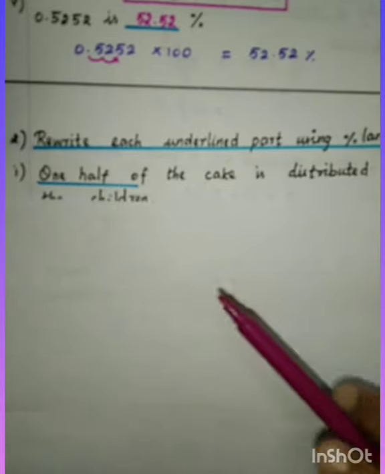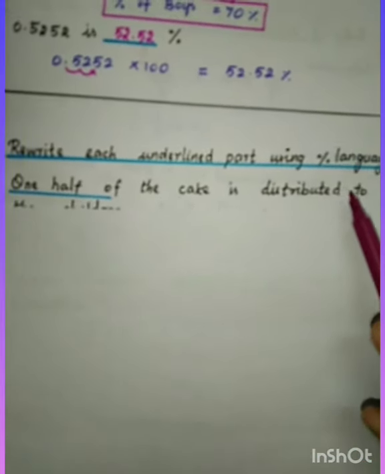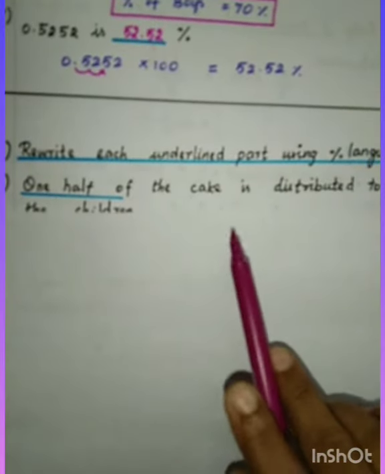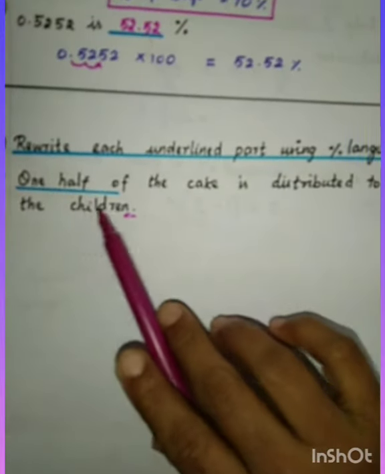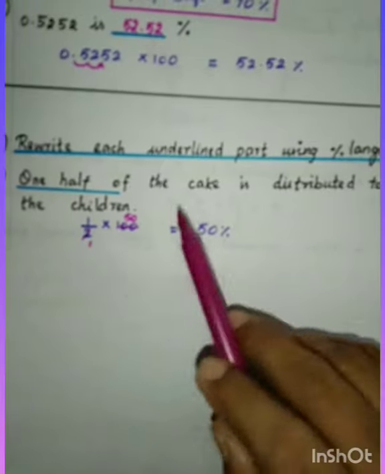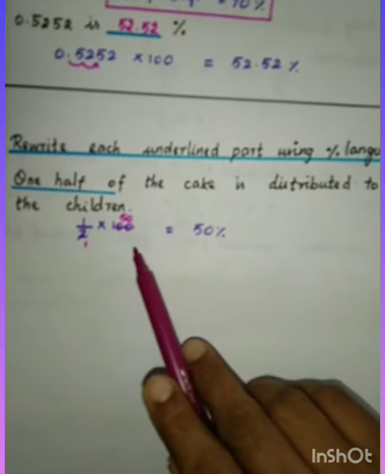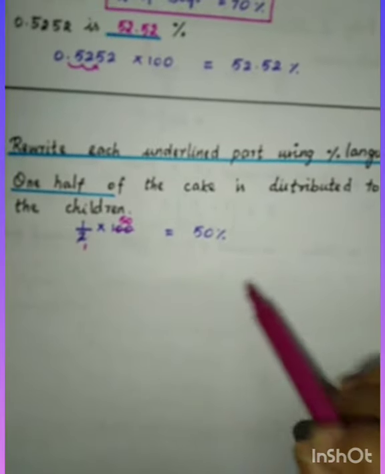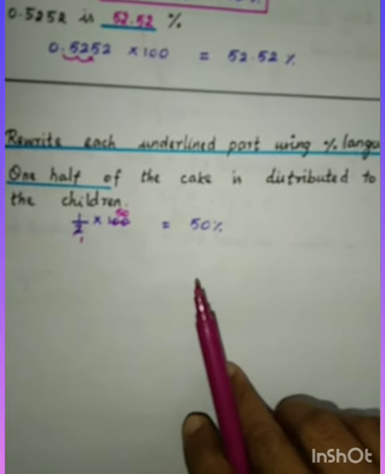Second problem, rewrite each underlined part using percentage language. First subdivision, 1/2 of the cake is distributed to the children. So 1/2 of the cake is given. So that means 1/2. And we are going to find out percentage language, that is multiply by 100. So 1/2 into 100, then we can cancel, that is 50 percentage. Therefore 1/2 means 50 percentage.